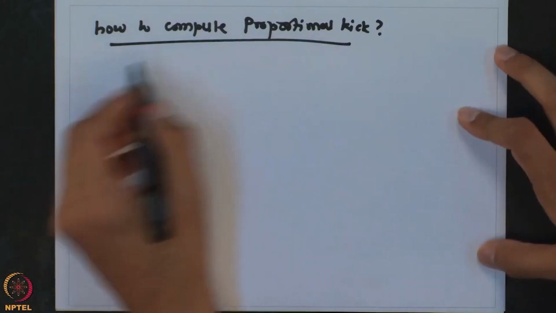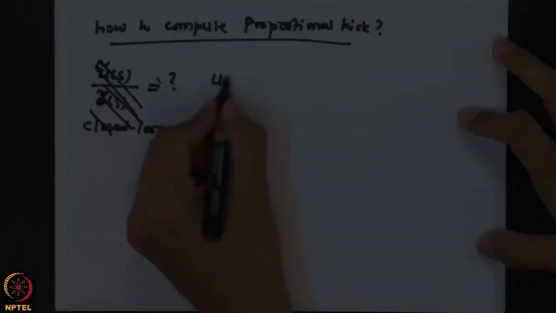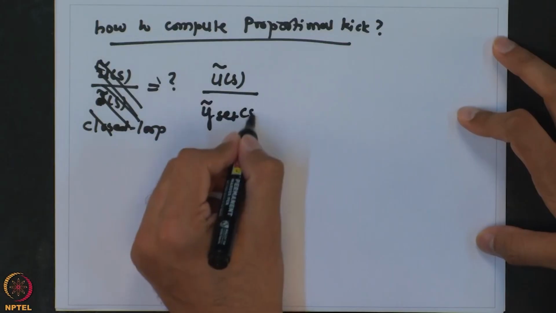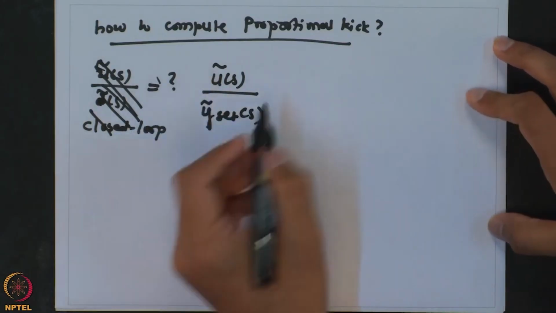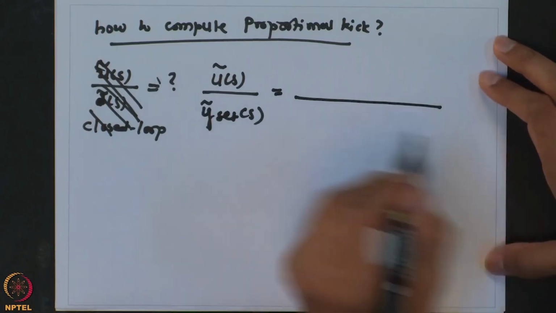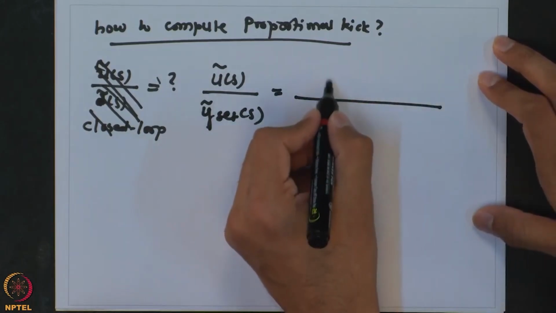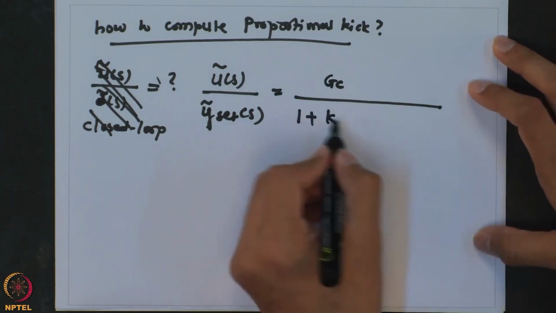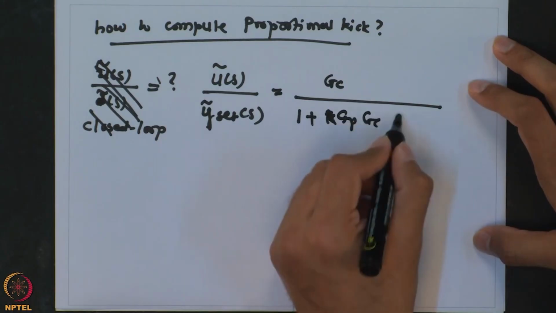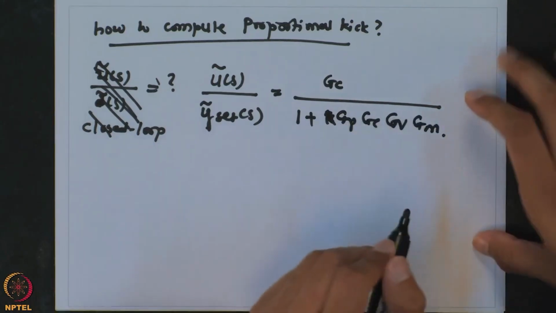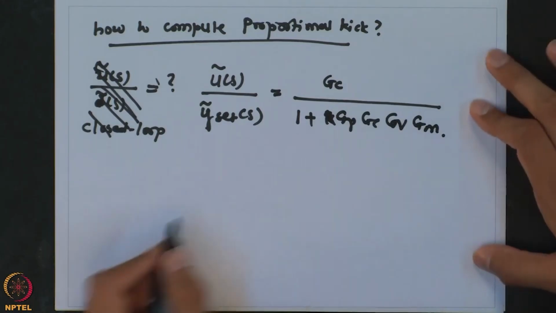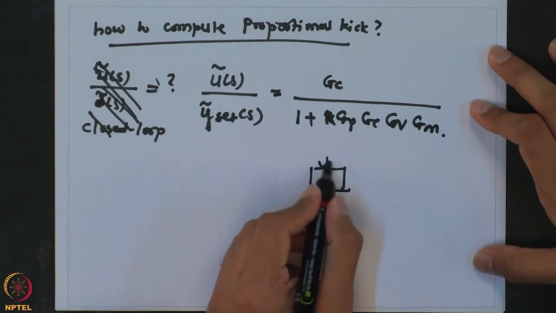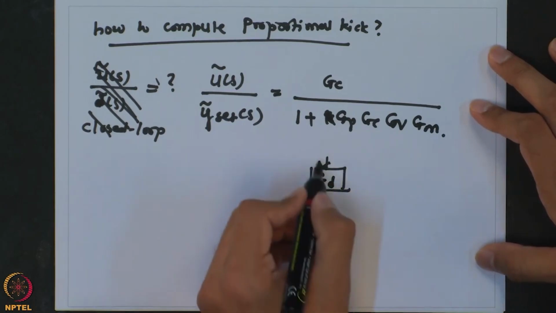For that, what we are interested in is finding out u over y set. So when we change the set point, how does the controller output change, and this can be derived as GC over 1 plus GP, GC, GV and GM. So, the easy way to obtain these transfer functions is if we look at the closed loop transfer function block diagram.